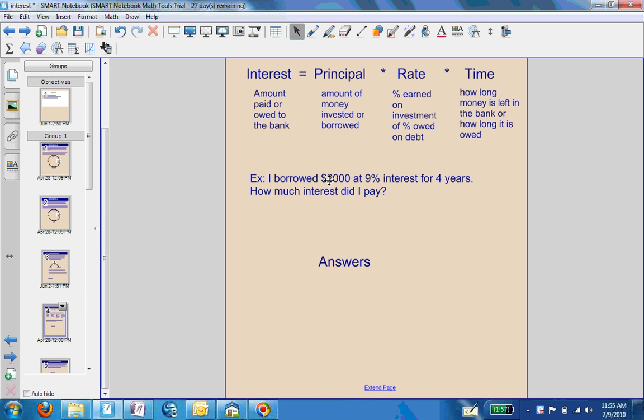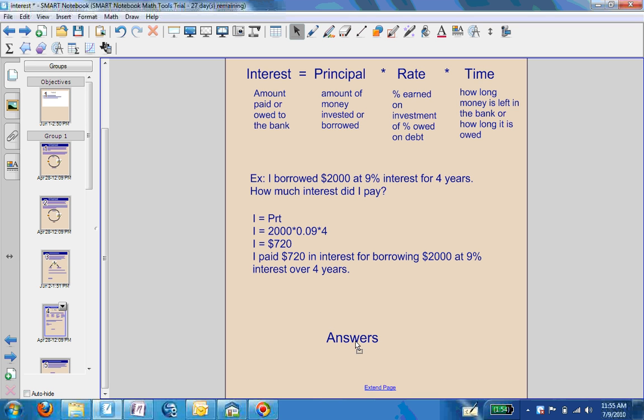So you just plug this in. The interest is going to equal 2,000 times 9% times 4 years. So remember that you can either use your percent key on your calculator or put in 0.09 for percent. And when you calculate that, you just get 720. Very easy. So I paid $720 in interest for borrowing $2,000 at 9% interest over the course of 4 years.